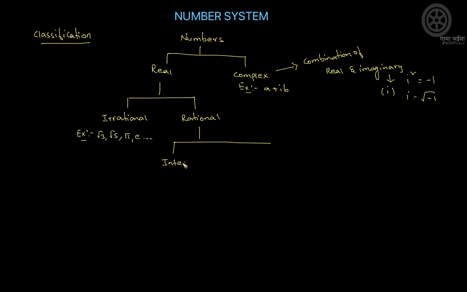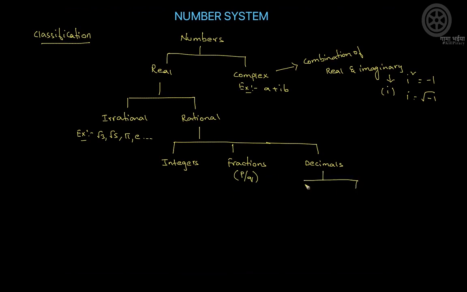integers, fractions, and decimals, right? It is further divided into integers, fractions, decimals. Fractions will be in the form of p by q. So examples 2 by 3, 1 by 3, those are all called fractions.